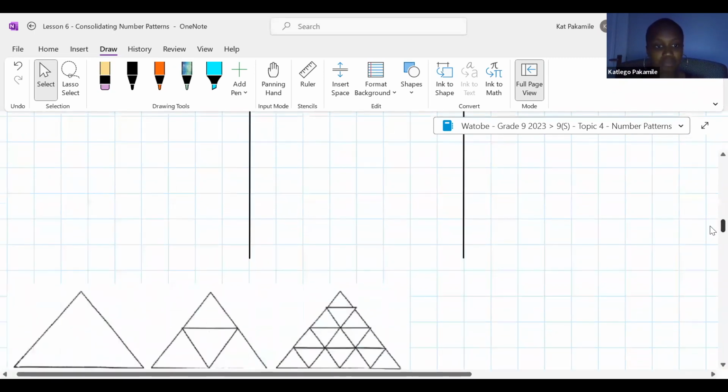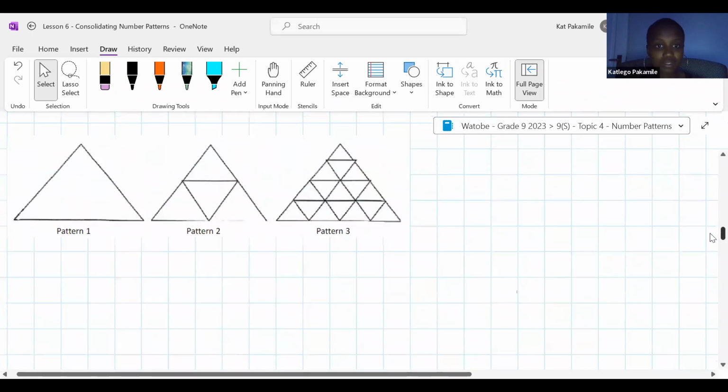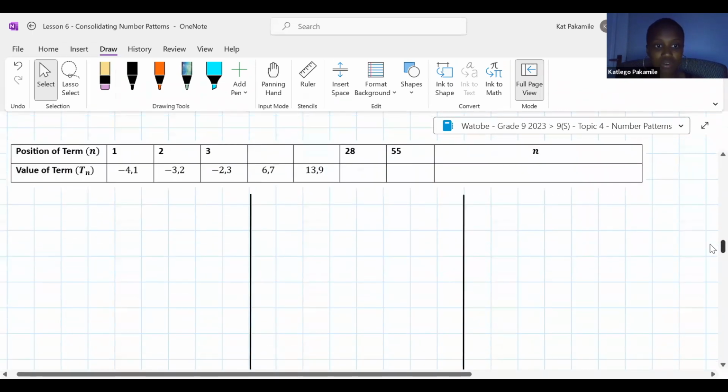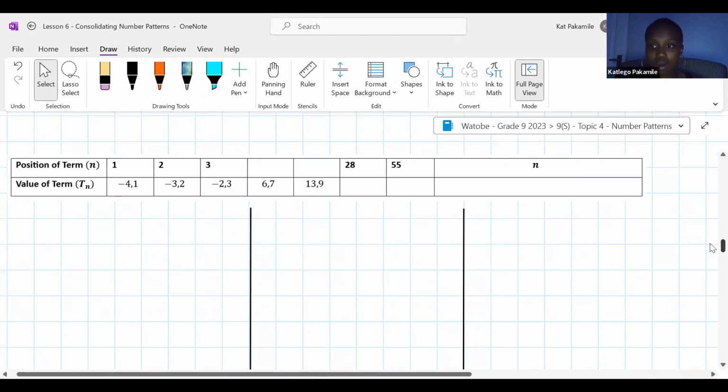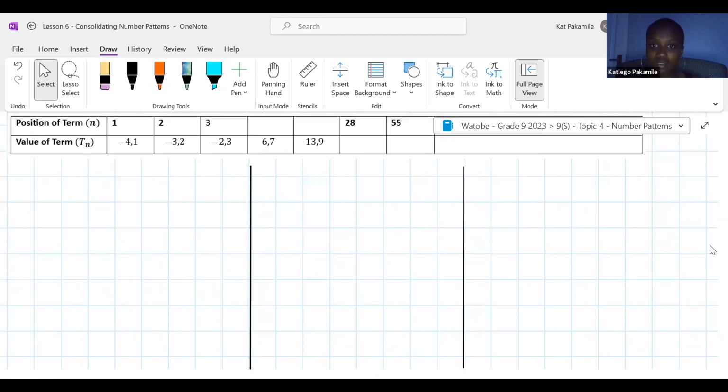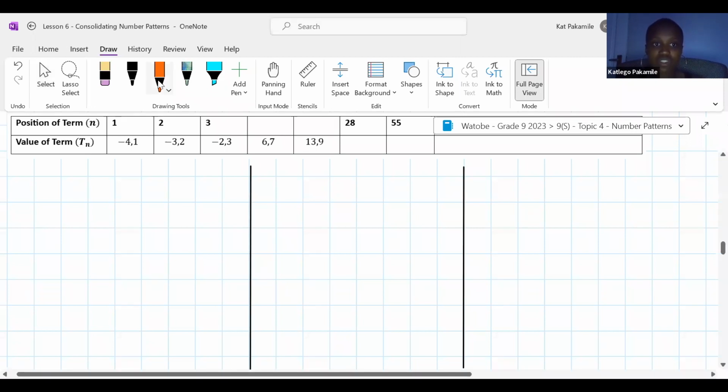Okay. I don't like this one. It's too easy. Let's go there. So now we're going to find Tn, and then we're going to find the missing values in the table. Now let's get started. The first thing is we have to check if this is a linear sequence.